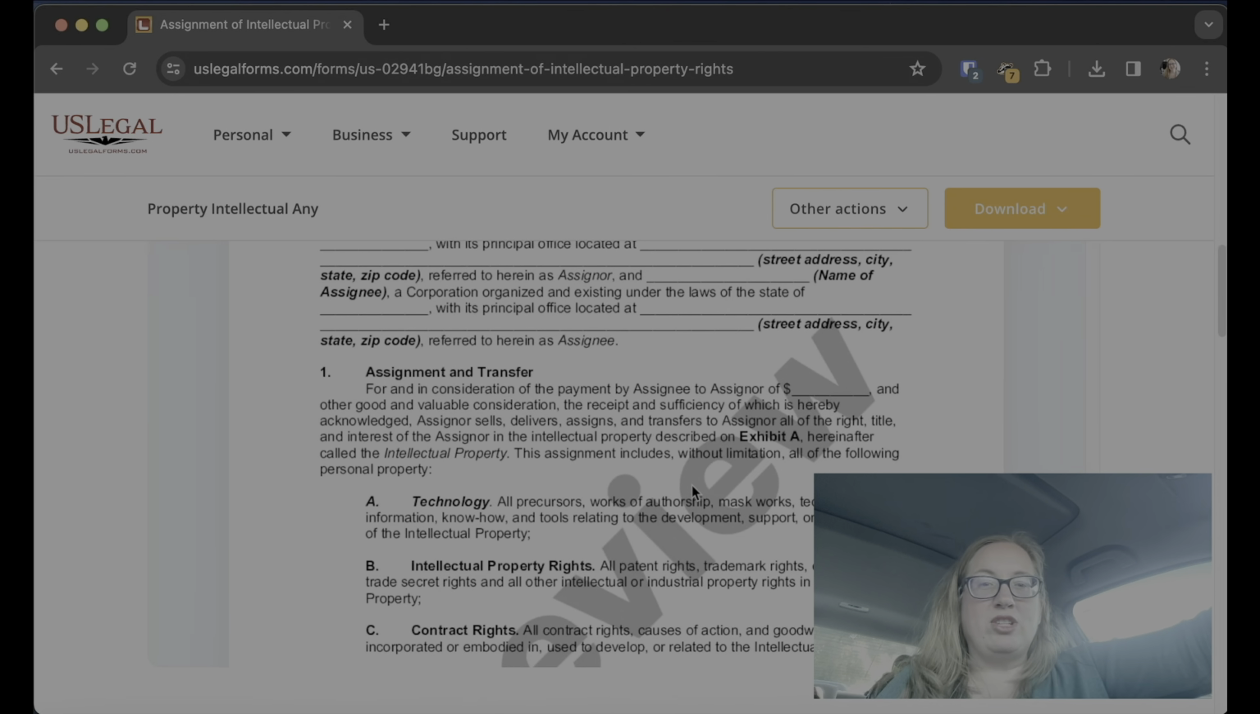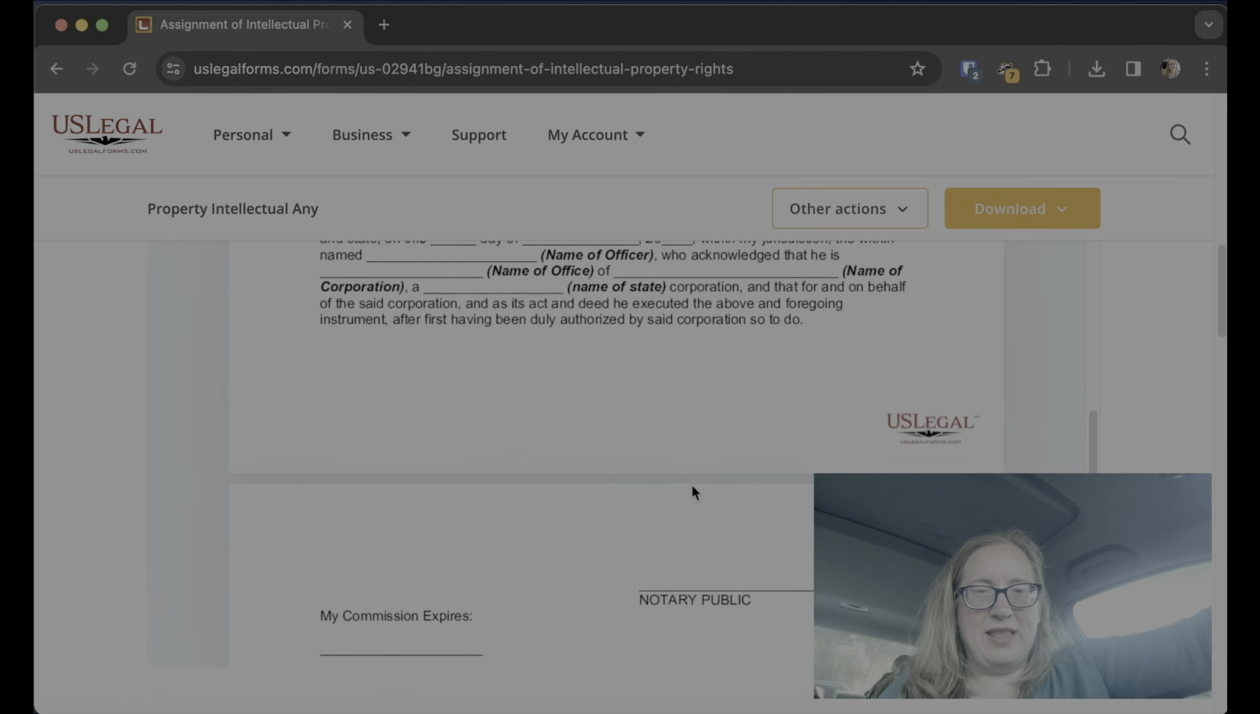And this is one of the things to know about when you get template documents: they're fairly legal. "For and in consideration of payment by assignee to assignor and other good and valuable consideration, the receipt and sufficiency of which is hereby acknowledged, assignor sells, delivers, assigns, and transfers to assignee all of the right, title, and interest of the assignor in the intellectual property described in Exhibit A, hereinafter called the intellectual property." So for me, that's easy, right? But it is legalese. All kinds of stuff, blah, blah, blah. So this isn't actually that long.